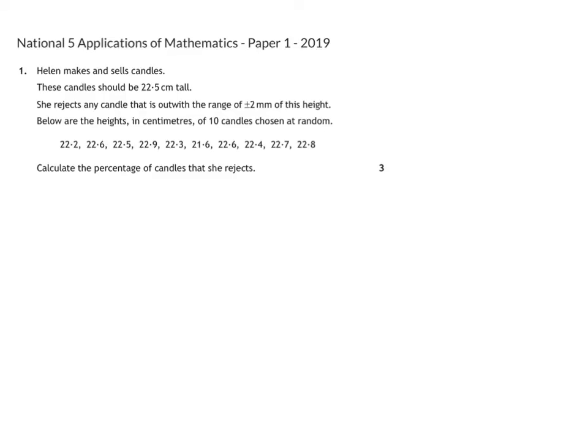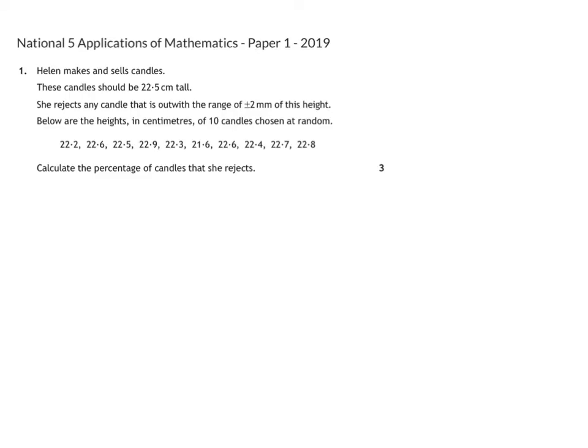Right, so for question 1, we've got Helen makes and sells candles. The candle should be 22.5 centimetres tall. She rejects any candle that's out with a range of plus or minus 2 millimetres of this height. Below are the heights in centimetres of 10 candles chosen at random. We need to calculate the percentage of candles that she is going to reject. So this is a tolerance question.